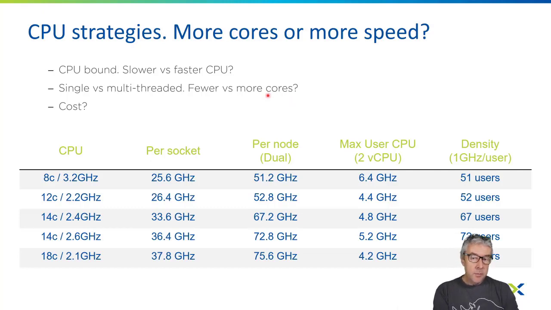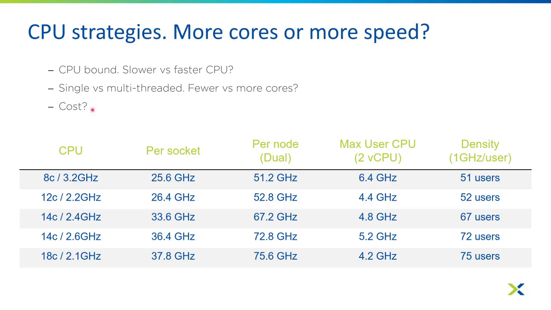Then we need to look at CPU strategies. The question here is, do I need more cores or more speed? To be able to understand that, again, it goes back to one of the original statements. Understand the application set. Are those applications CPU bound? Does it require a faster CPU to benefit that application? Are those applications single-threaded or multi-threaded? If they're multi-threaded, a more modern application, I can create a desktop group or a user group for those multi-threaded applications. So that addresses the question, do I need fewer versus more cores?